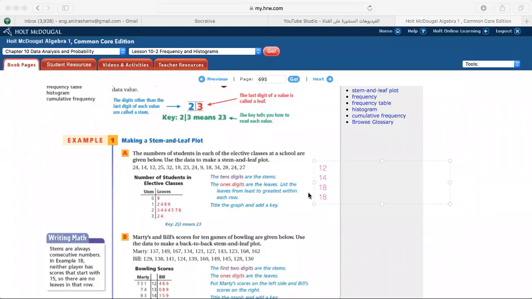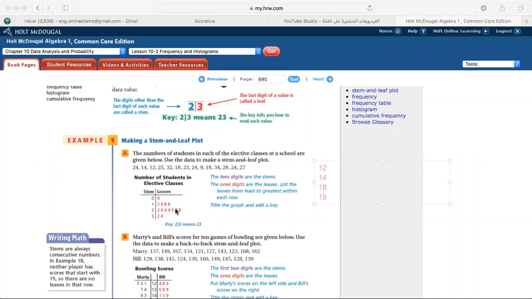So I will take all those in one group, and I will put them in the leaves. Because 12 and 14 and 18 and 18, they all have the same tens digit, which is 1. So I will take this 1 and I will put it in the stem, and I will take 2 and 4 and 8 and 8, I will put them in the leaves.